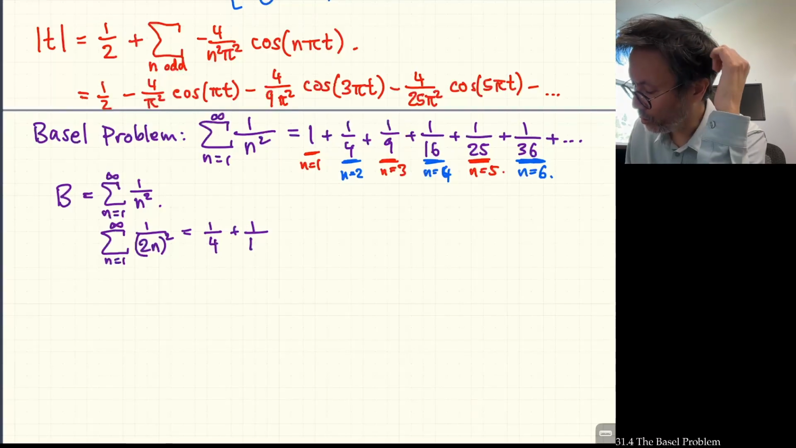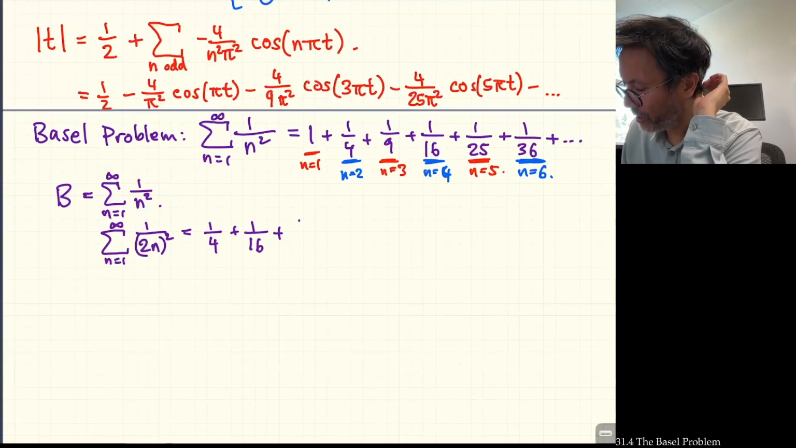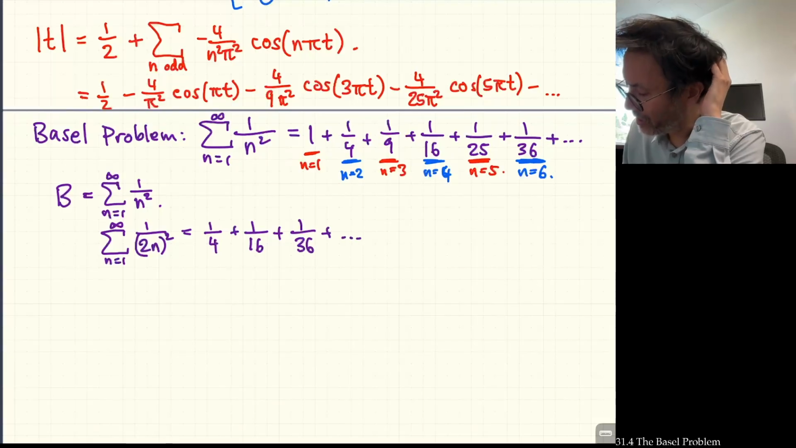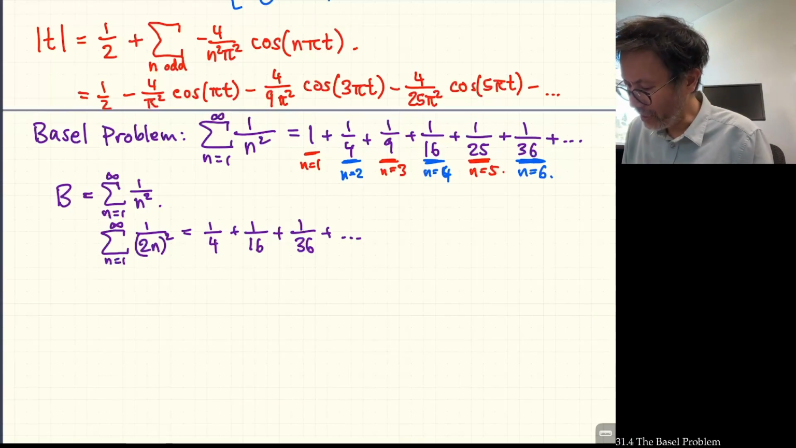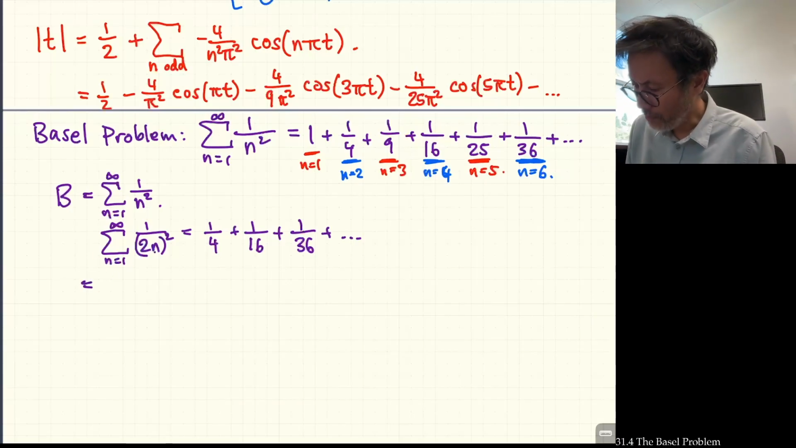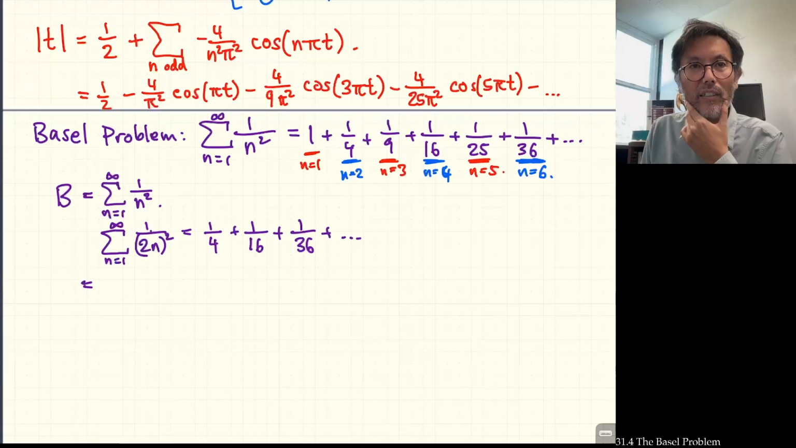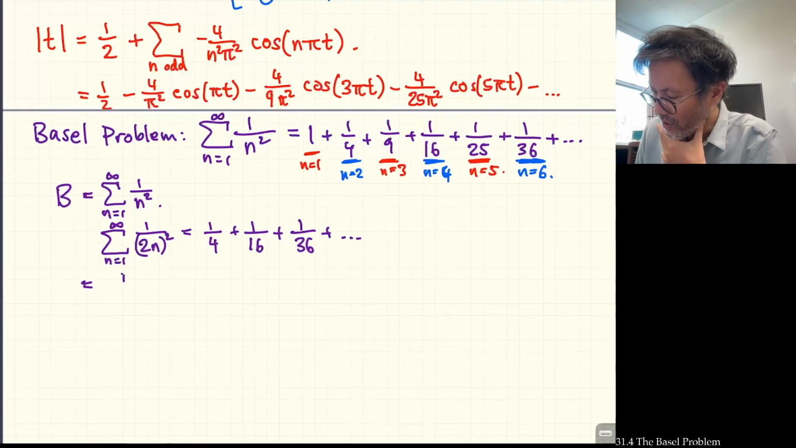When n is equal to 2, this is 1/16. When n is equal to 3, this is 1 over 36. In other words, it's exactly the blue terms that we've got in the full Basel problem, right? On the other hand, just by looking at the thing that we're summing up, this is the sum from n equals 1 to infinity of 1 over 4n.